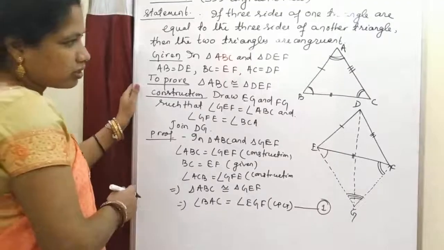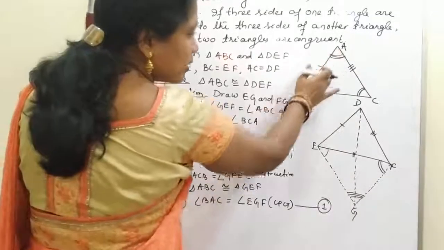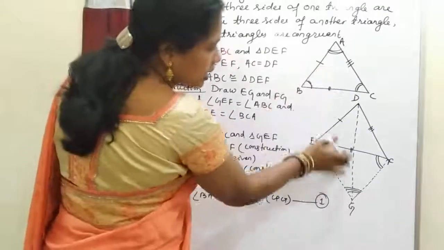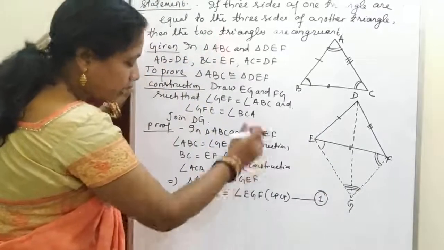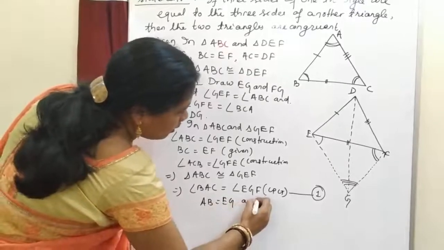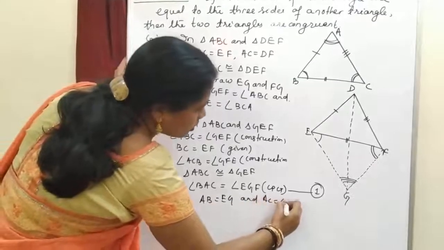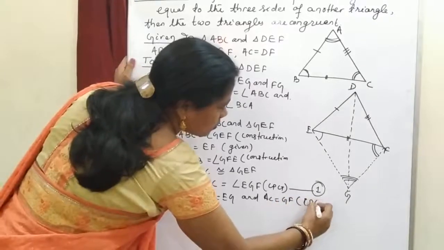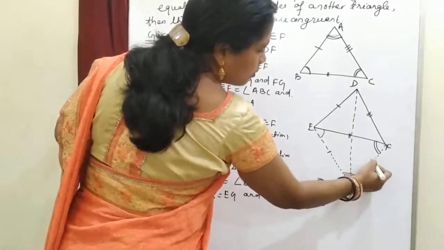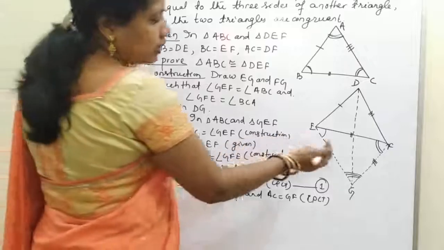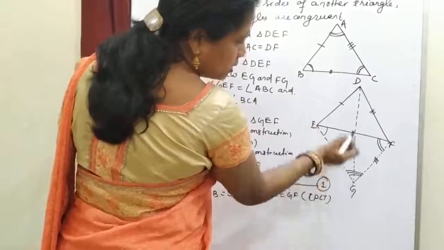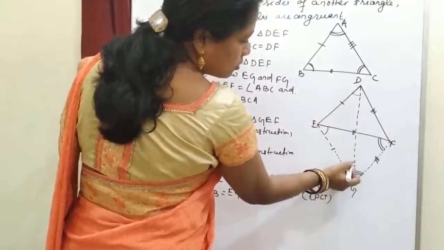So next, what will we do? We have to show triangles ABC and DEF are congruent. Look at the figure. If these two triangles are congruent, then AB will be equal to EG and AC will be equal to GF, due to congruence. So AB will be equal to EG and AC will be equal to FG. Now look at triangle DEG. DE is equal to EG, so these two angles are also equal.